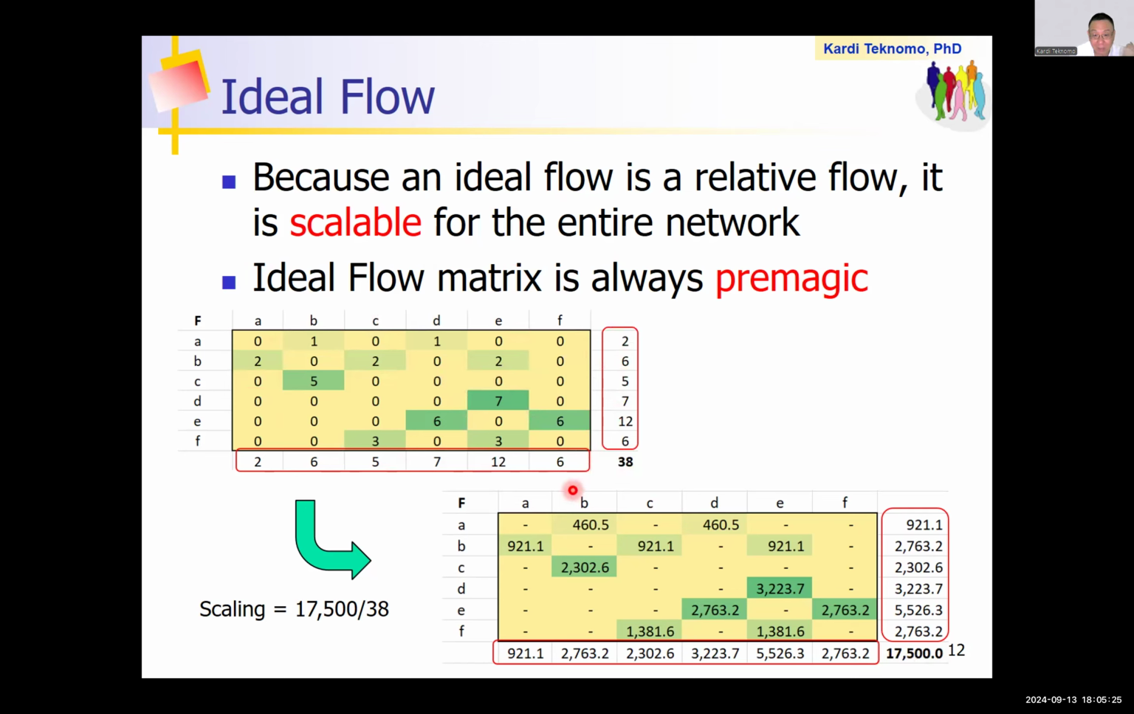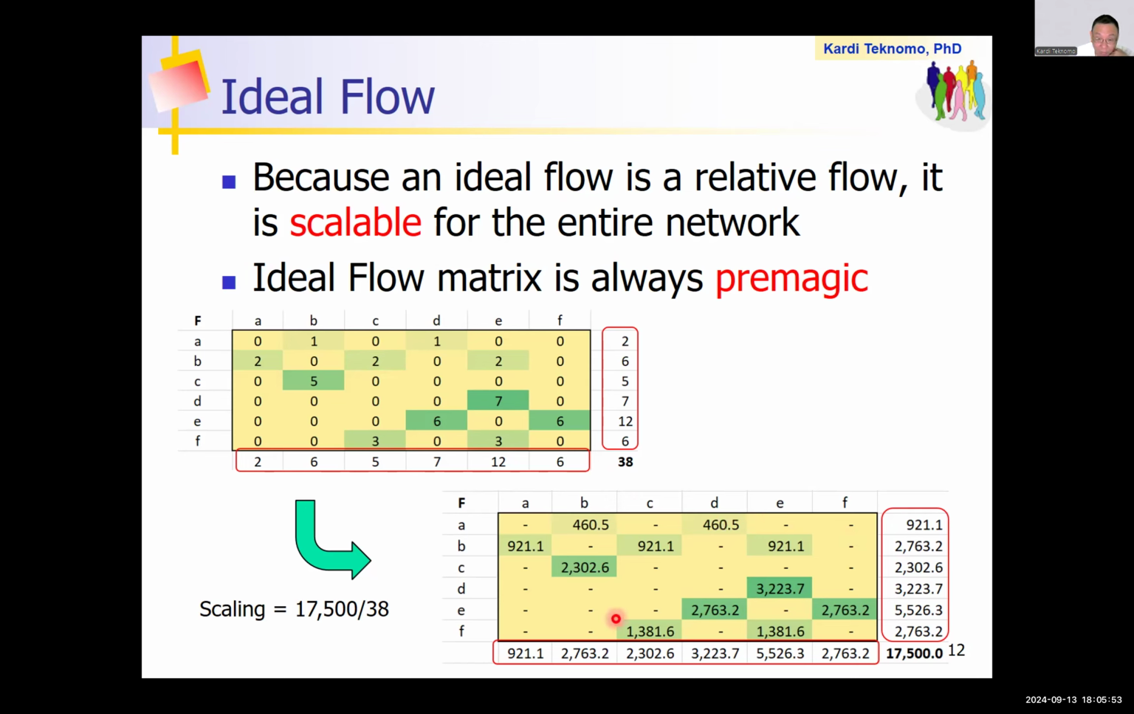So in that case, I calibrate this ideal flow. I divide 17,500 by 38, so then I have this scaling factor. I multiply it with all these numbers here. So this is the flow that I have in the real world. This is in the ideal world. This is the flow in the real world. Is it clear?